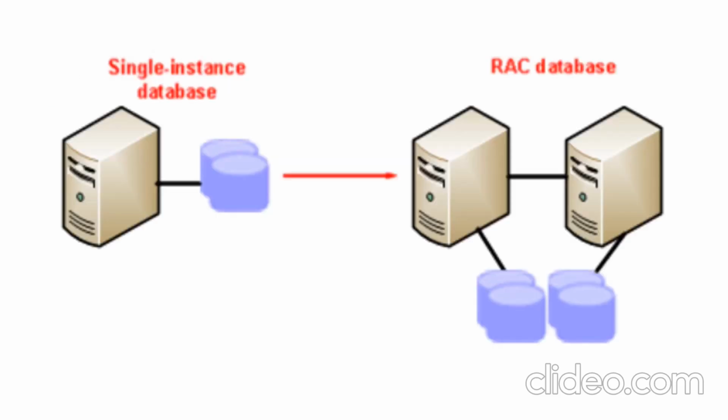This image shows the difference between a single instance database and a RAC database. If you look at the image, the single instance is trying to access the data files on the left hand side, and on the right hand side you can see two different instances trying to access the same data files.